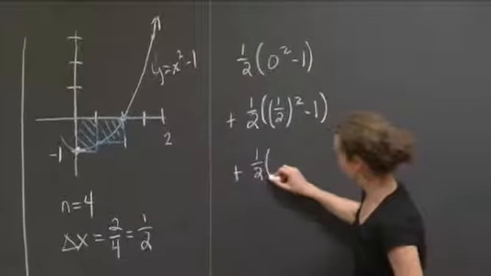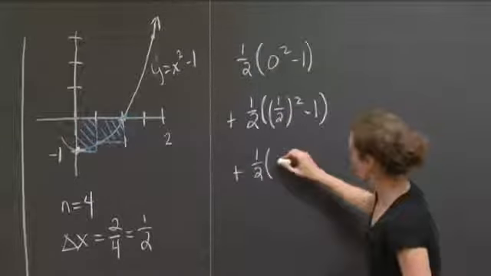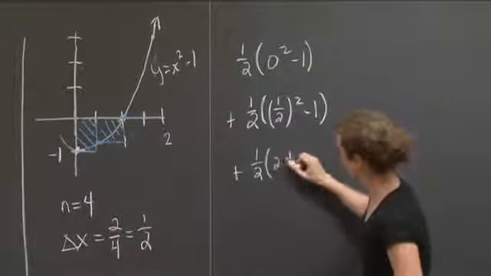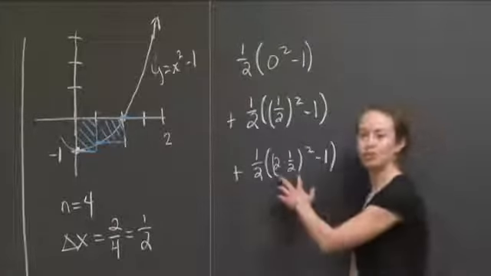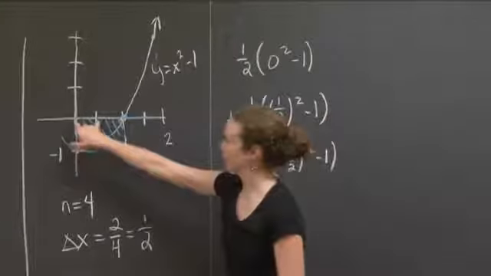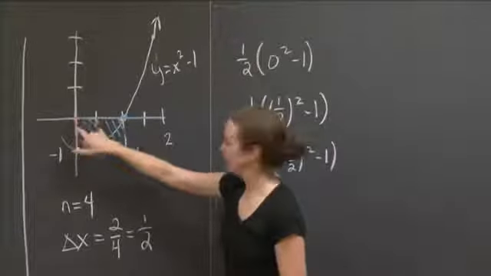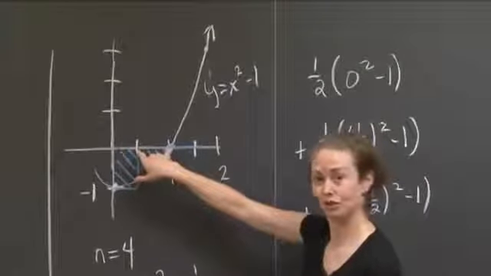It's going to be 1/2 times the quantity. Now, I went up 1/2 more, so it's going to be 2 1/2s, 2 times 1/2 squared minus 1. Let me just show you why I did this. If we look at the picture, here I'd gone up 1/2 from my initial value. Here I'd gone up another 1/2 from my initial value. So that's 2 1/2s from my initial value of 0.